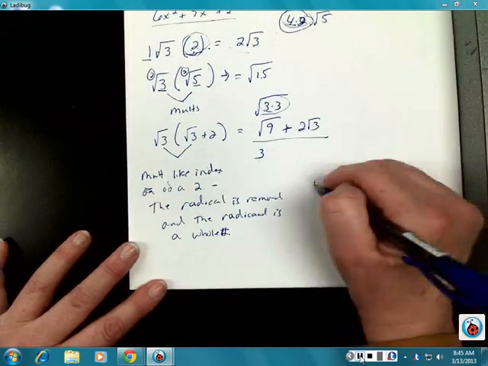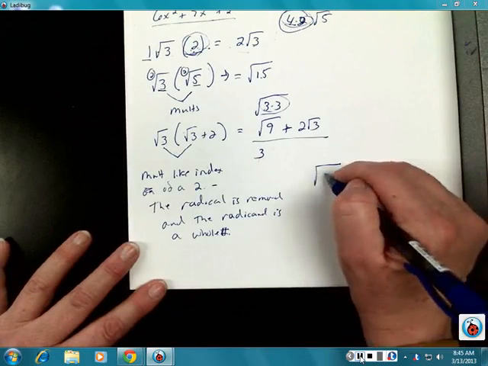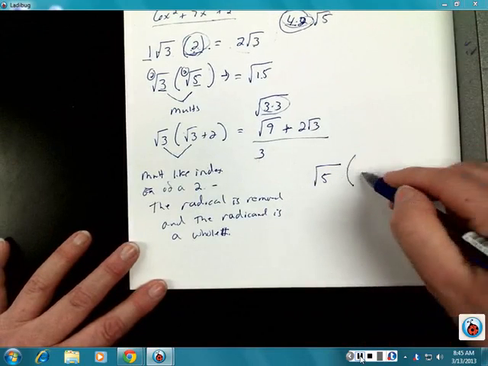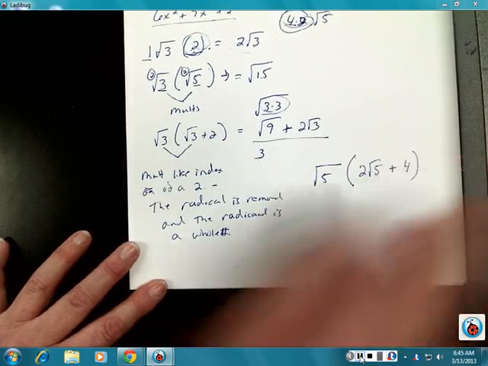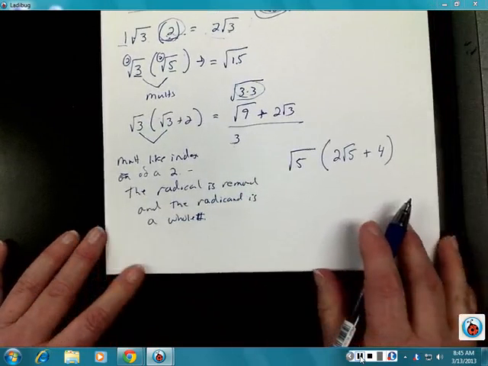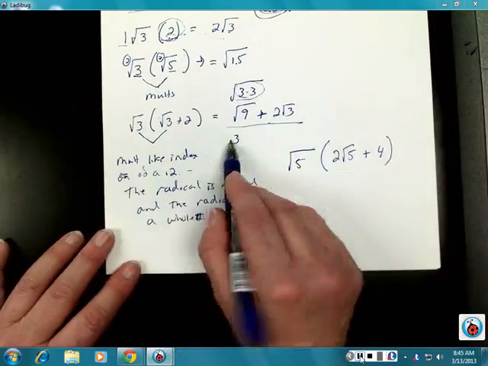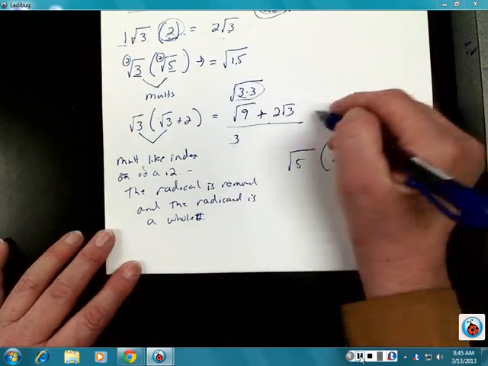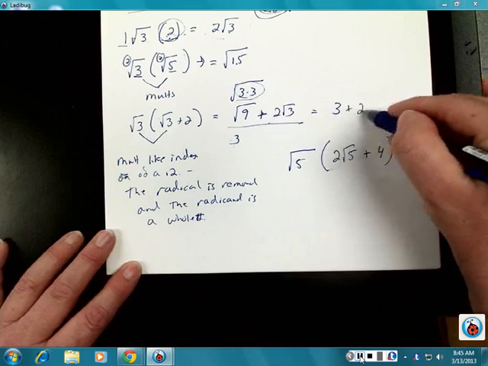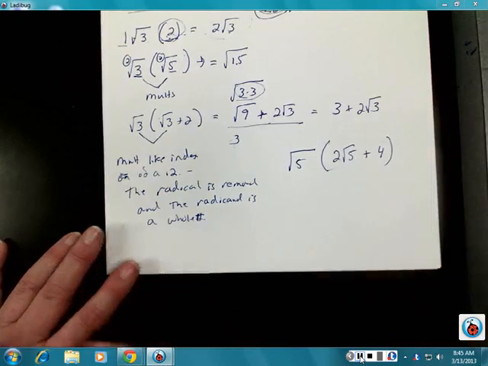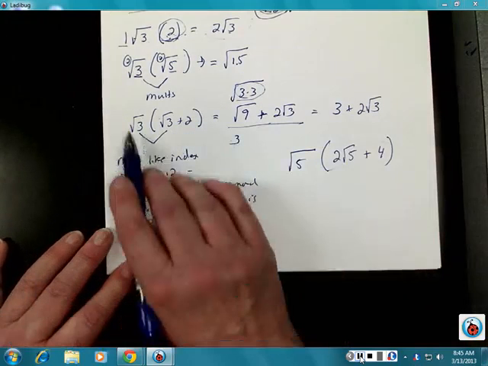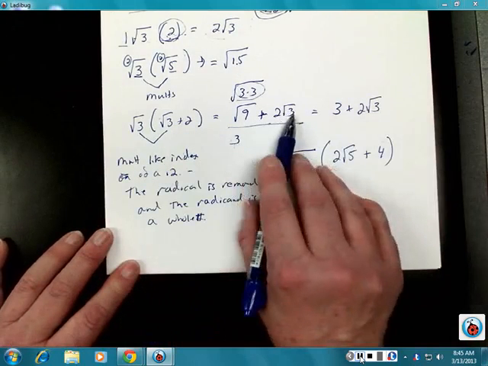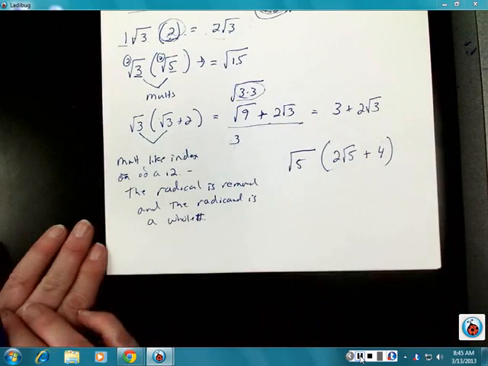All right, so what if I have the square root of 5 times 2 the square root of 5 plus 4? Oh, first, the final answer on the previous one. Sorry. It is 3 plus 2 the square root of 3. Because square root of 3 times the square root of 3 is 3. Square root of 3 times 2 is 2 the square root of 3. And so my answer comes out to be 3 plus 2 the square root of 3.